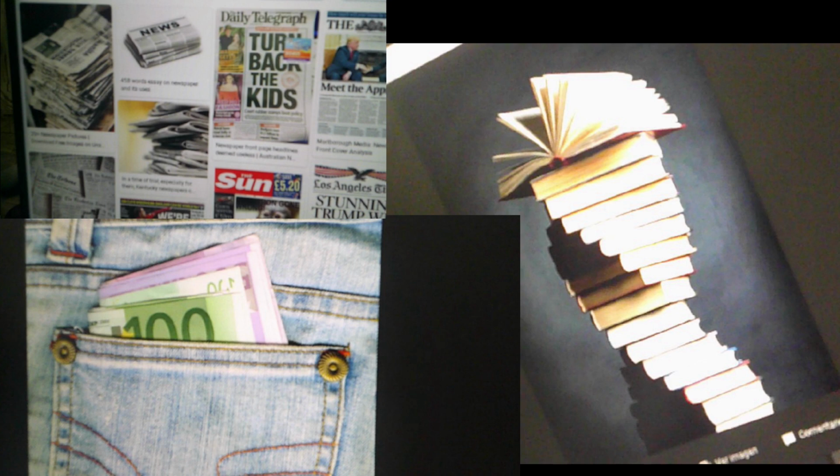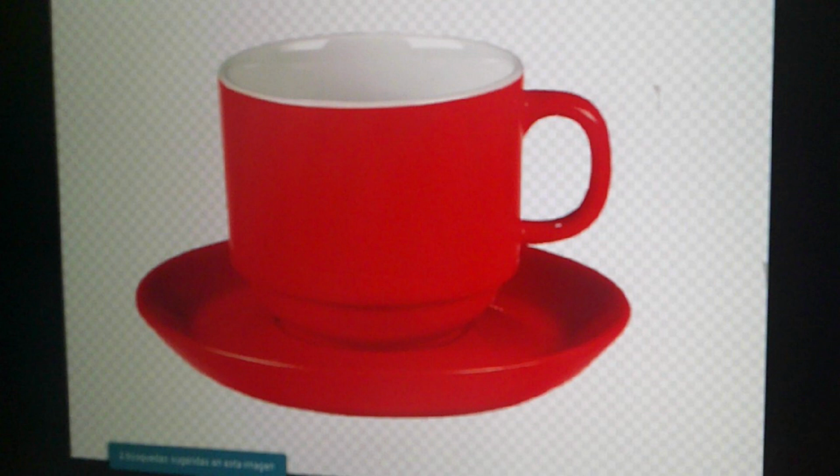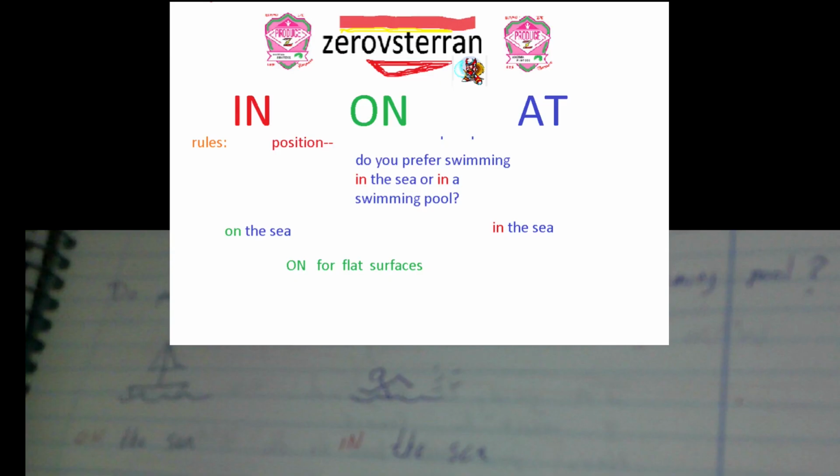Now, we can also use in when we are talking about something that is enclosed by liquid. Do you want any milk in your tea? Milk in your tea. It's enclosed within the tea. Do you prefer swimming in the sea or in a swimming pool? Now, be careful here, because in the sea is not the same as on the sea. Both are possible, but if you are on the sea, then you are in a boat. If you are in the sea, then you are swimming.